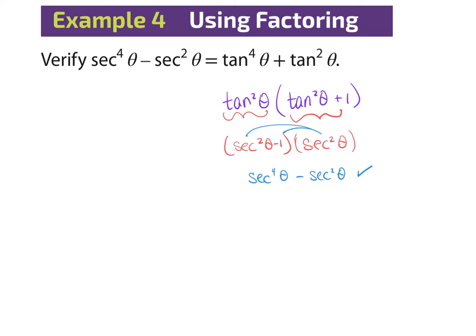So when you have a secant on one side and a tangent on the other, you're likely going to use Pythagorean identities when you pair them up like that.